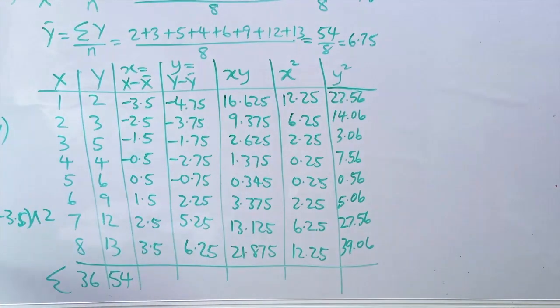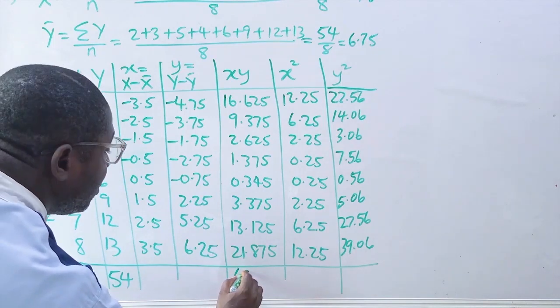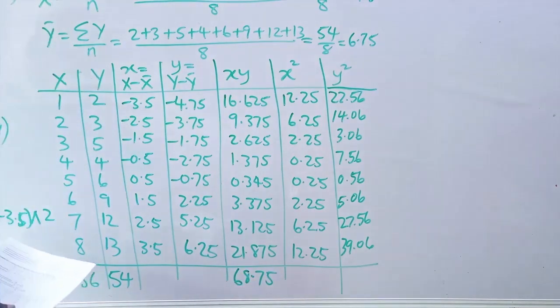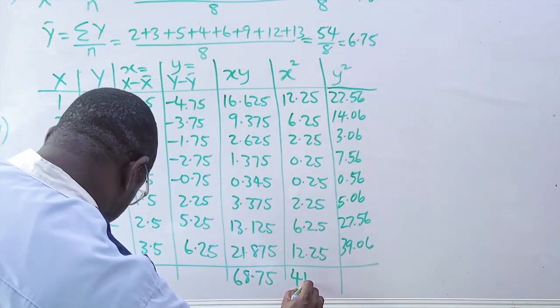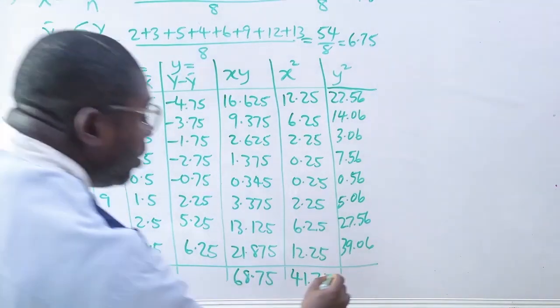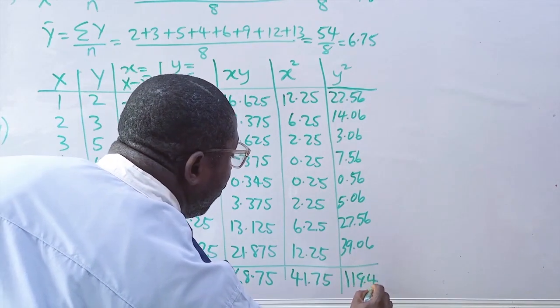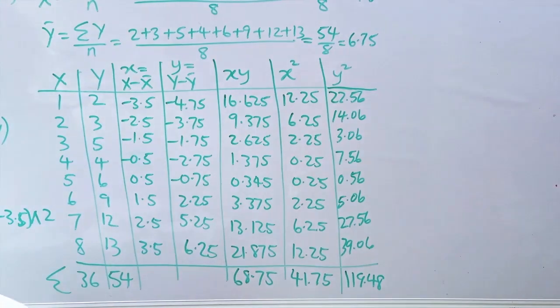So let's sum this one. Let's sum x and y. X and y will give us 68.75. Then sum of x squared will give us 41.75. And sum of y squared will give us 119.48. So this is what we have to deal with. So the question now, what do we do with all this? Now this is where we bring this to play.